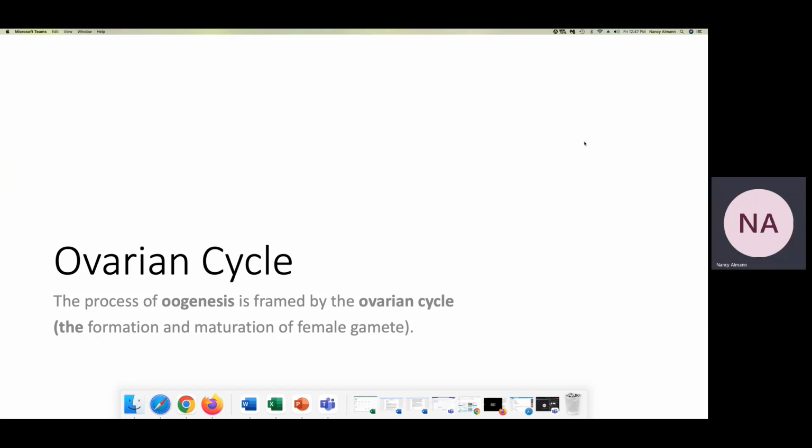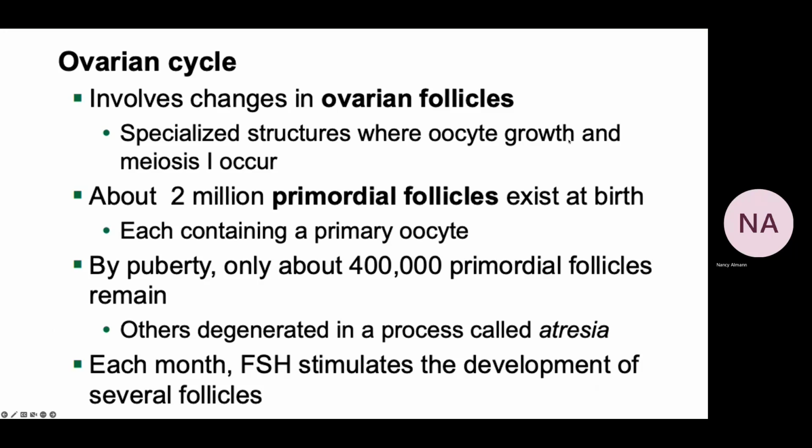The ovarian cycle is all about the formation and maturation of a female gamete. During that cycle, you're going to have changes in the ovarian follicles. We know that the follicles are basically specialized structures where oocyte growth and meiosis will occur.